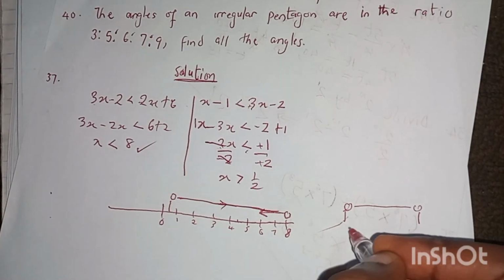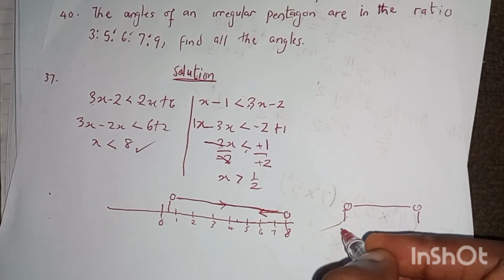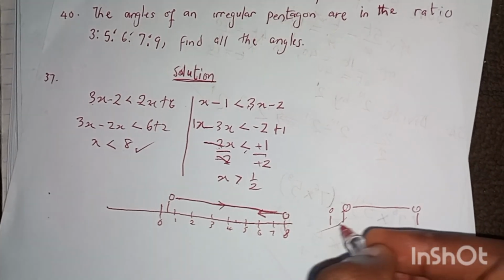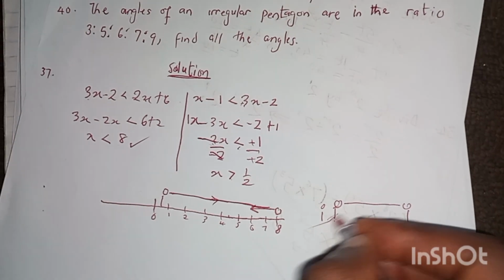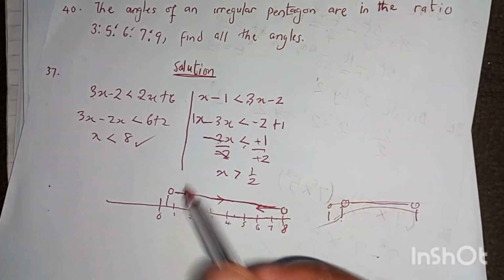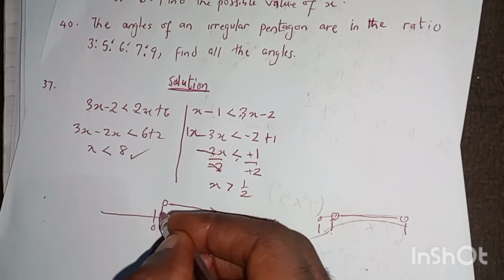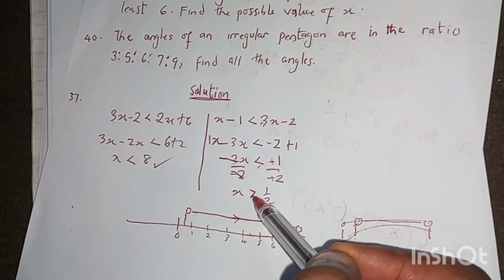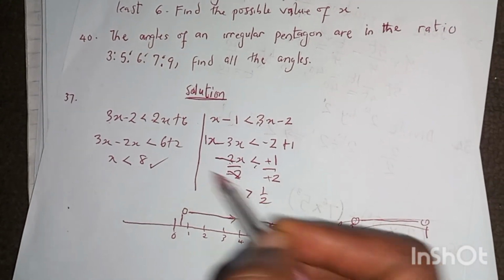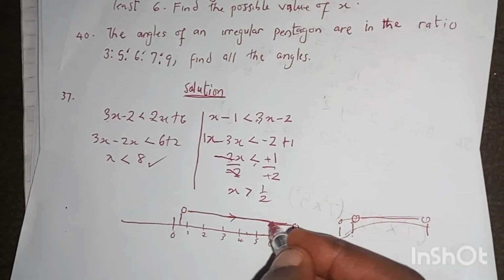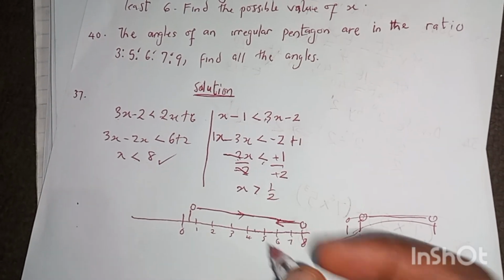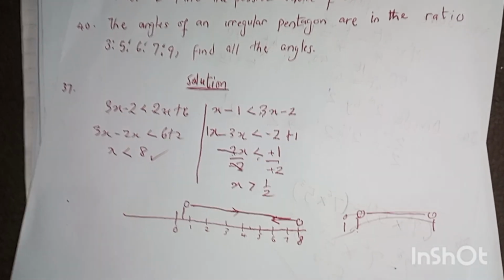So you have your 0 here, then you have your, just understand what I'm trying to say. So it's going to go like that. We are not going to be shading it because none of it says equal to here, so you just leave it like this. So that's the answer, and that's how it's going to go on number line.